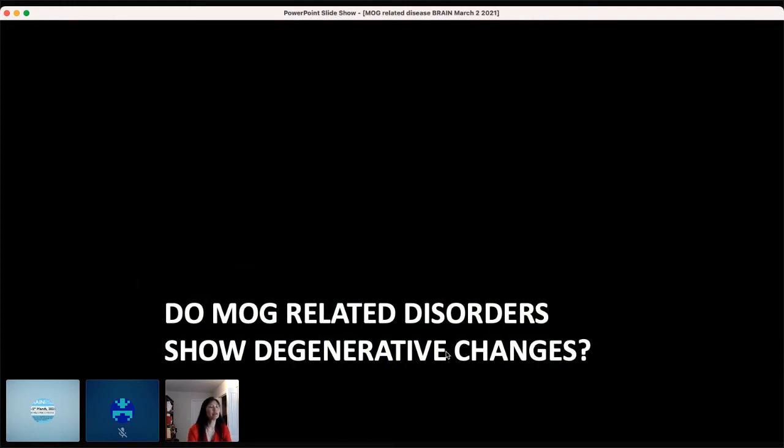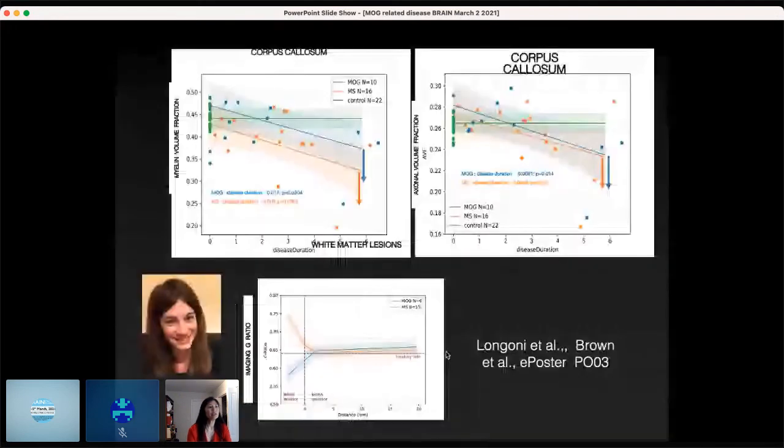general have been very positive about these children, and have also thought that even in the kids with recurrent disorders, they did very well. This is early work from Giulia Longoni, who is a new staff member within our faculty, where she looked at myelin volume fraction and axonal volume fraction in children with recurrent MOG disorders versus MS patients versus healthy controls.